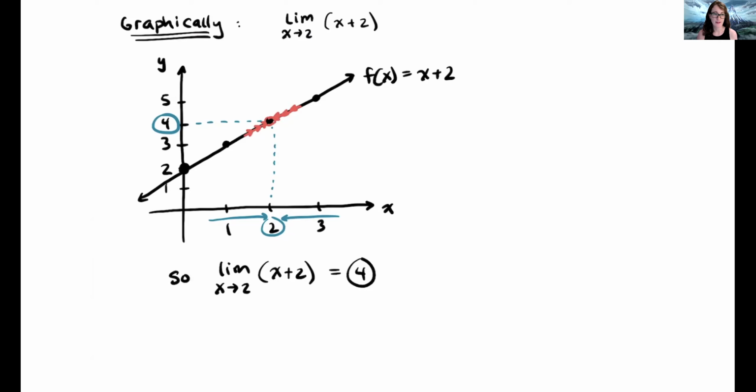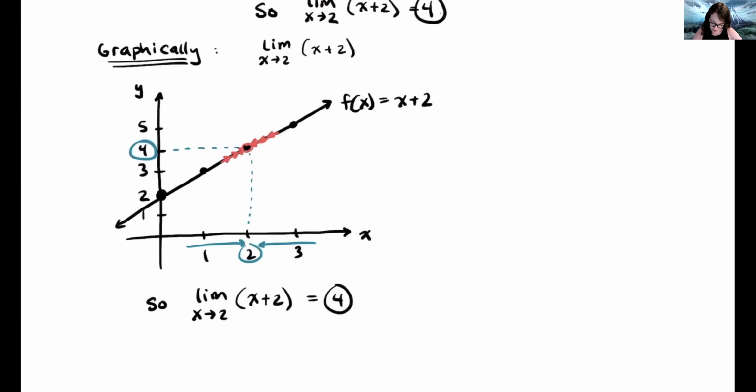So let's look at our second example here. We'll still use several different methods, for learning purposes again, and to see that they all match up. And then after that, we'll get into some specific methods for calculating limits of all different kinds.